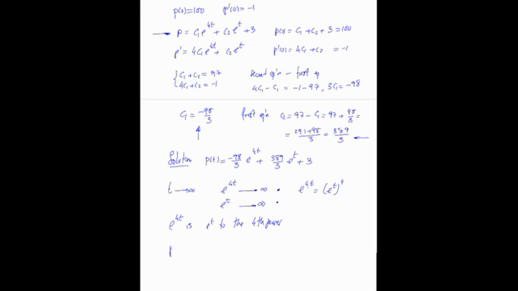So from P of t, the leading term, the one that actually controls the sign, is minus 98 over 3 e to the 4t. So this goes to minus 98 over 3 infinity, which is minus infinity. Like I said, the other part goes to positive infinity, but this goes much faster to negative infinity. So P of t converges to negative infinity, which obviously has no economic meaning, because a price cannot be negative. So what happens is that at some moment, the first time it hits 0, the process stops.